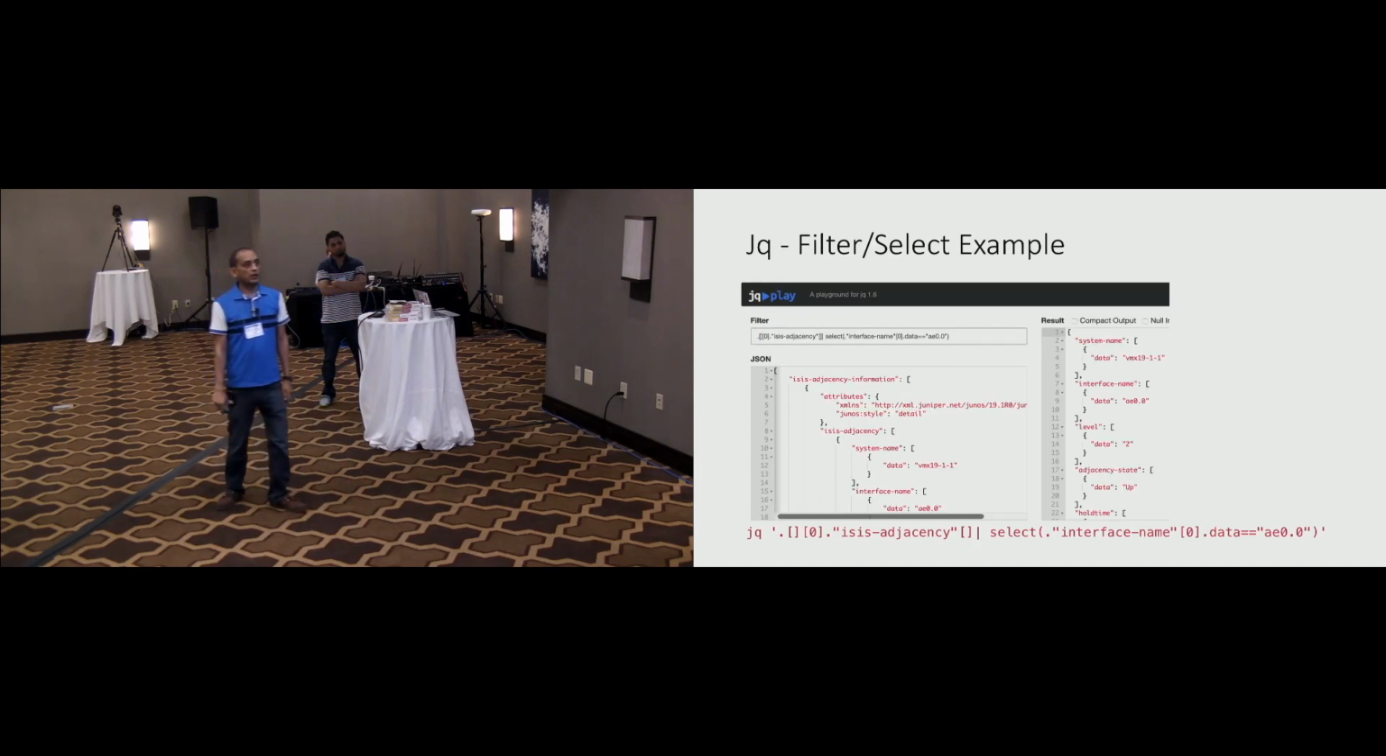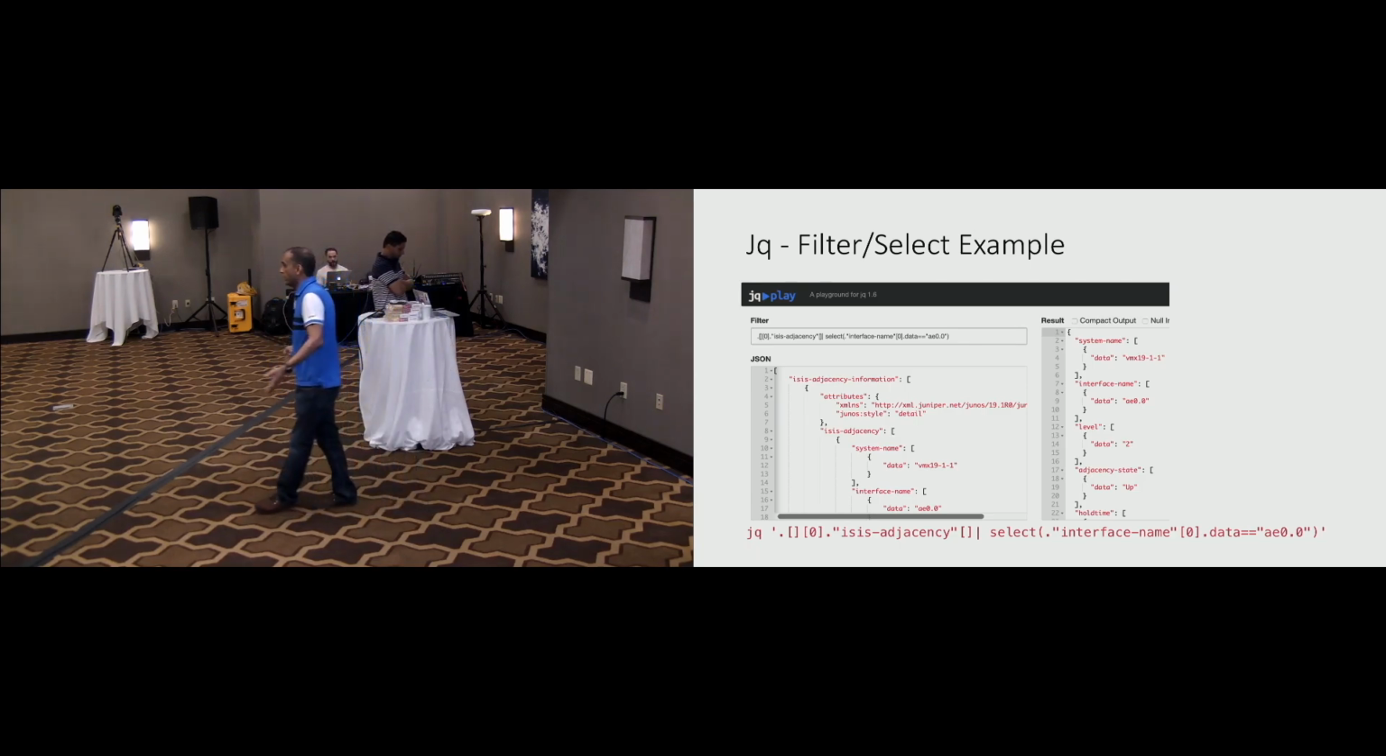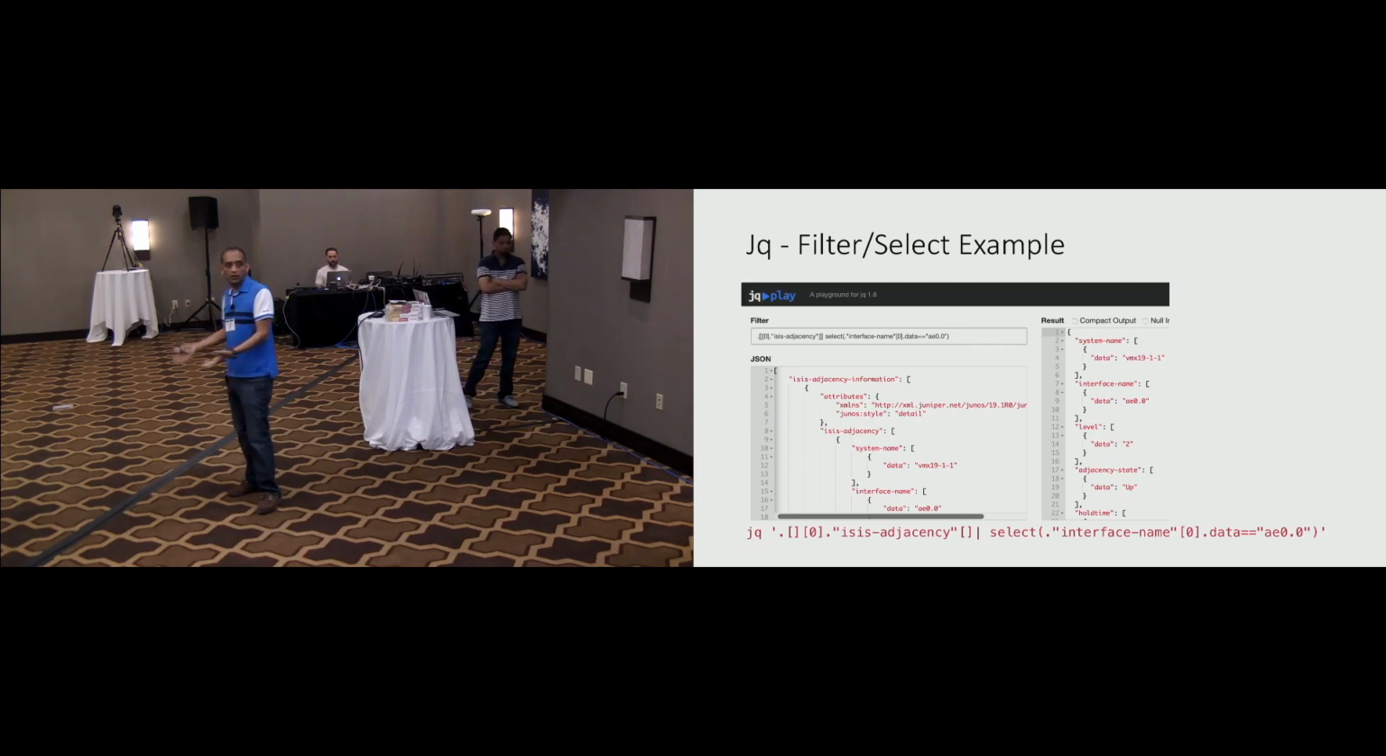Then if there are multiple elements in an internal array and you want to filter it with a particular criteria, here I'm trying to filter it with a select. Select interface name, where the data is AE0.0. So it will go in and just get the AE0.0 element of that internal array.